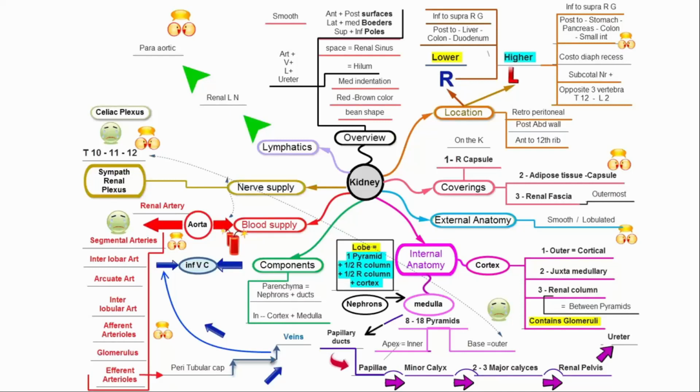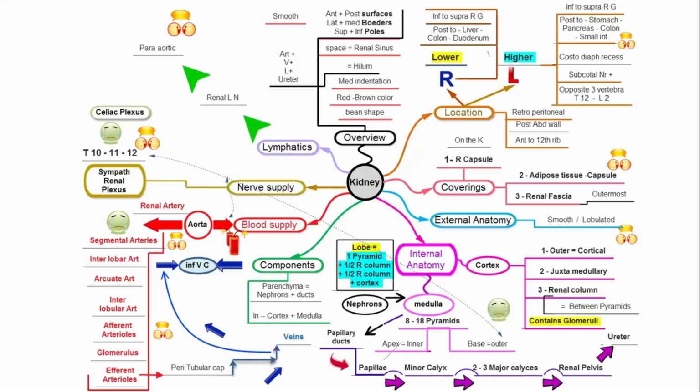The mind map is talking about an overview of the kidney, coverings of the kidney, what is the external anatomy of the kidney, what is the internal anatomy, and what makes the kidney, the components. Then it addresses the blood supply and the nerve supply and the lymphatics. You can choose from this map whatever subject you want to discuss.